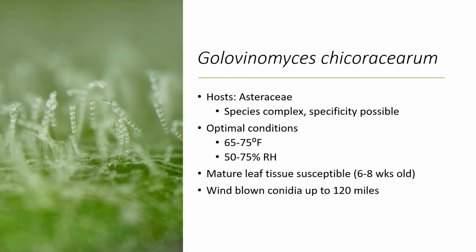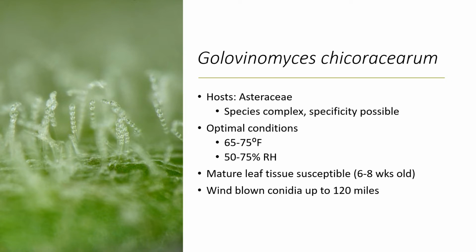Overall, though, Golovinomyces chicoracearum has an optimal range of about 65 to 75 degrees Fahrenheit and a humidity range from about 50 to 75% relative humidity. So we know that for a lot of powdery mildew species, they can tolerate low humidities. And in fact, 50% is a very low humidity range, but 75% not so much. So there is a wide range here when we're talking about this particular species.